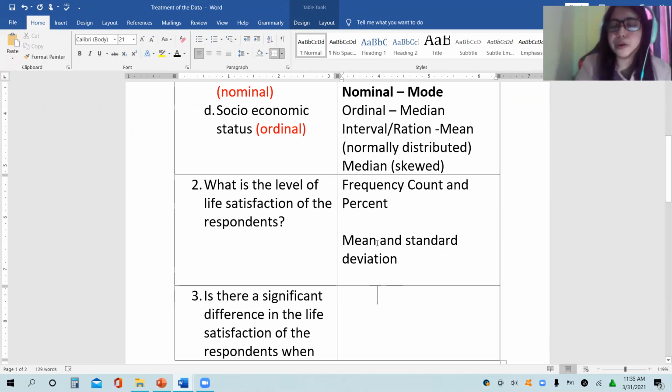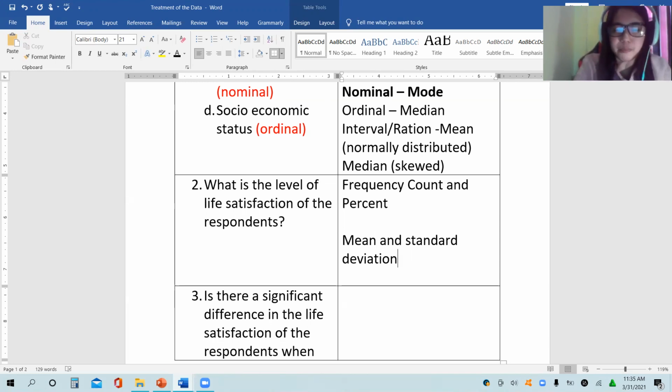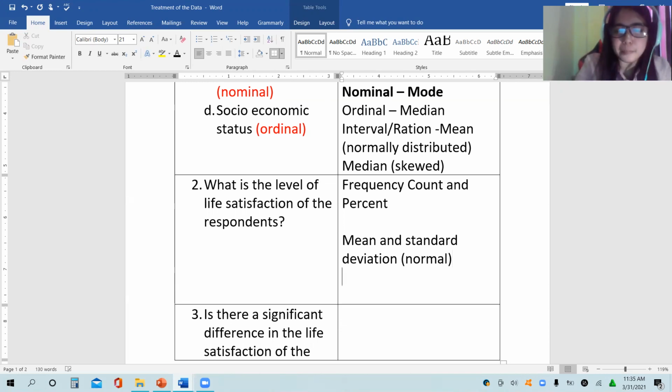And also, we will again go back to the same discussion: what if the data is not normally distributed? We place the mean and standard deviation if the data is normal. But we will use the median in case it is not normal, or if it is skewed.